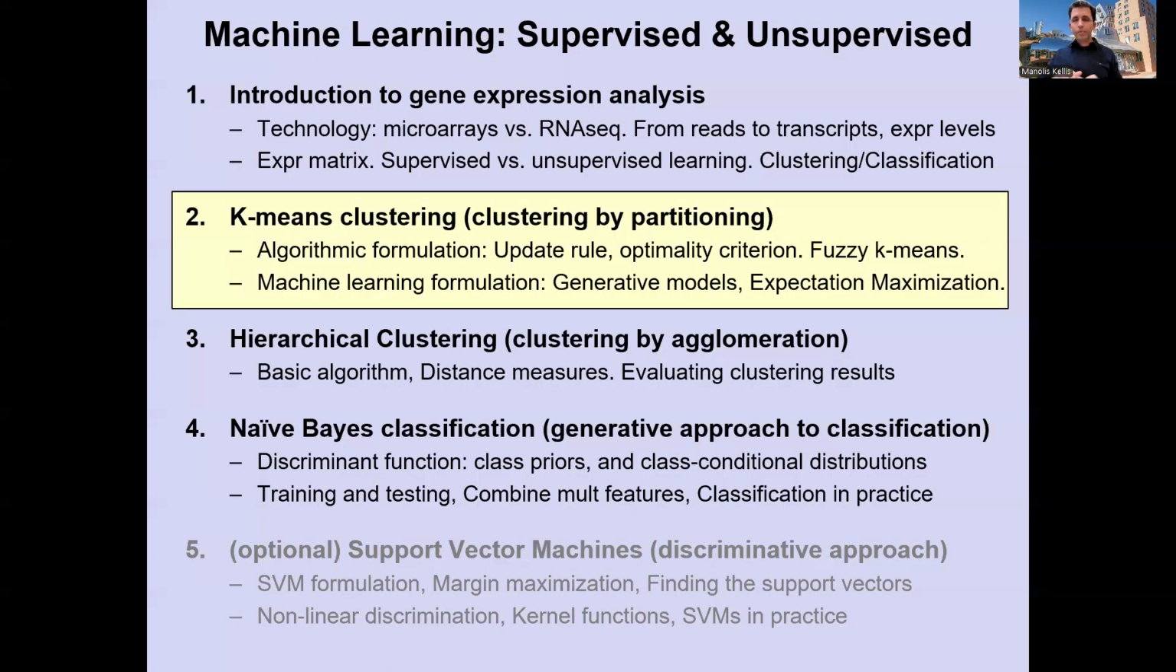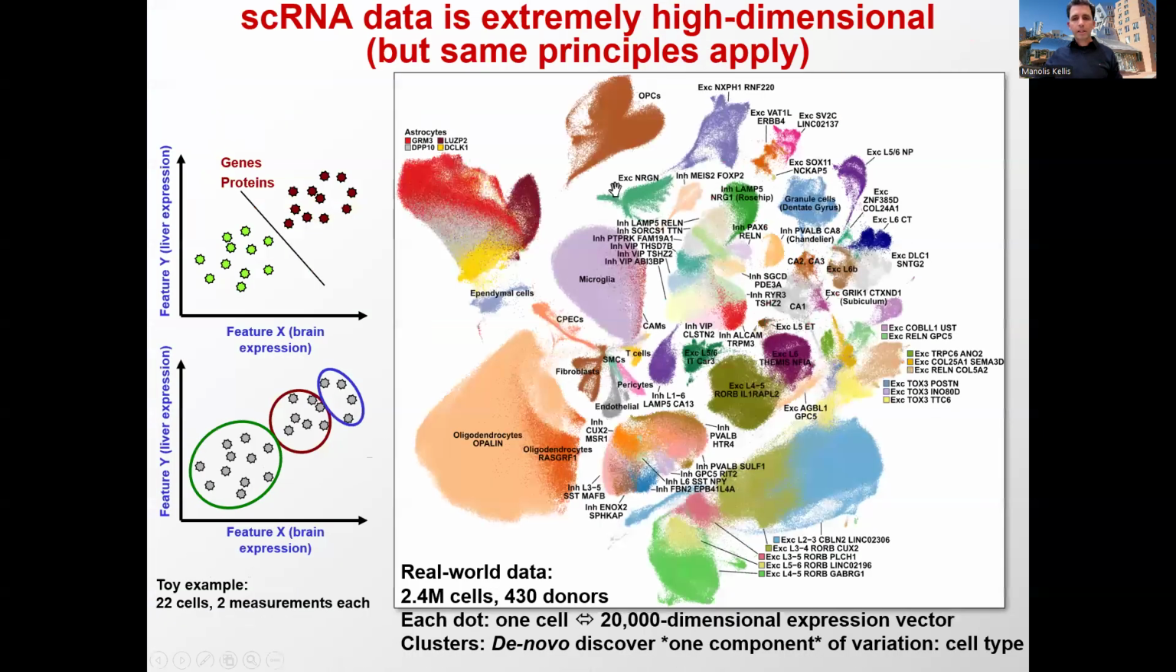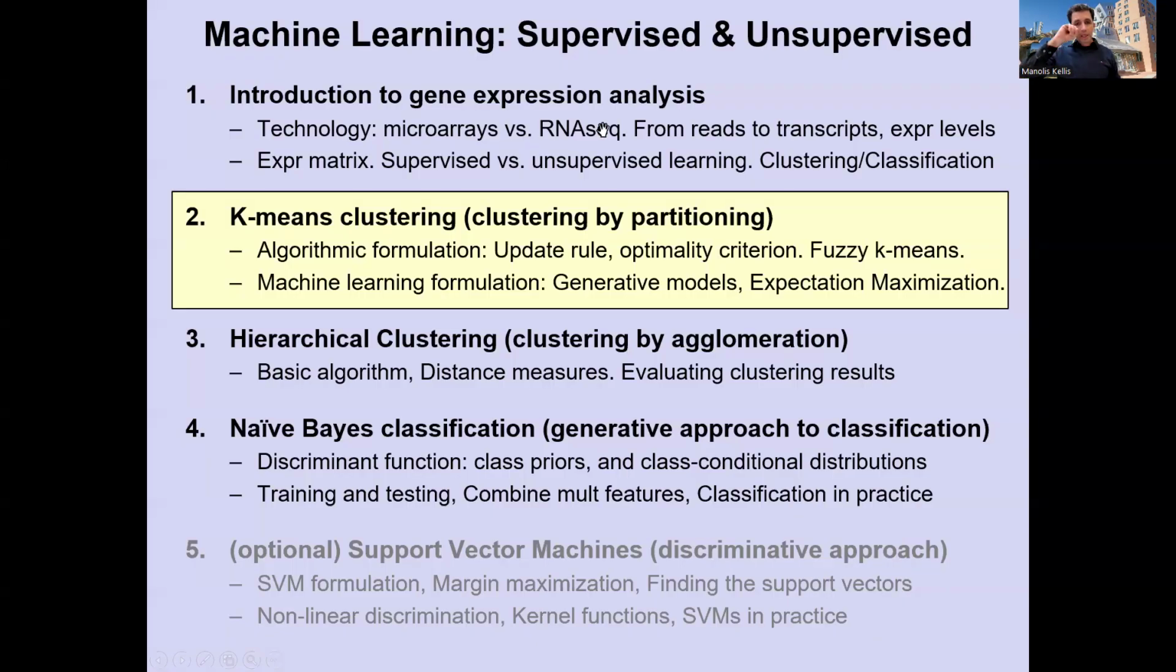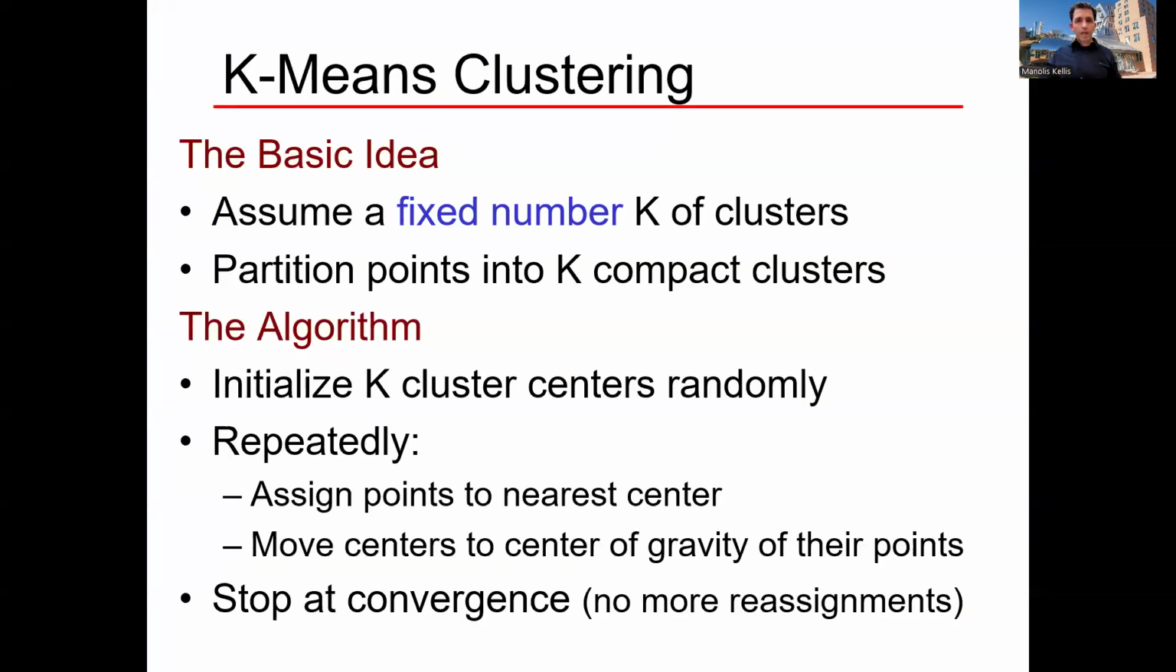Let's cluster them. Okay. So how do you discover these clusters? How do you find that these are microglial cells and these are oligodendrocyte progenitor cells and so forth? The way you're going to do that is by assuming that there's some fixed number of clusters and then partitioning the points into those clusters. And how? You can initialize randomly K cluster centers. And then you can repeatedly assign points to a center and then move the centers to the center of gravity of their points. And you can stop when there's no more reassignments.